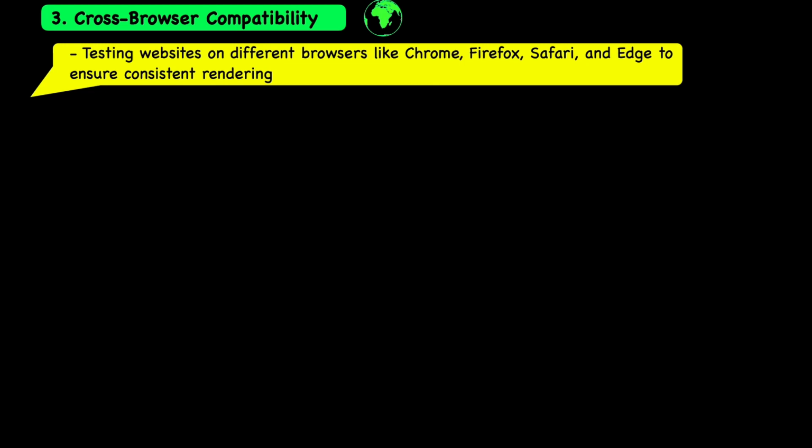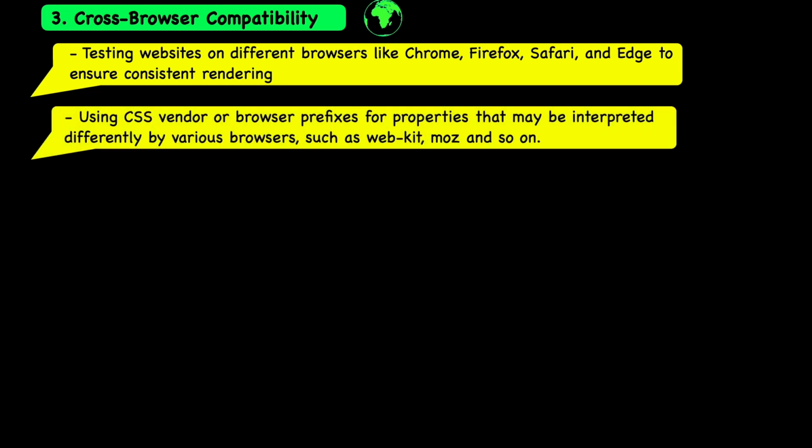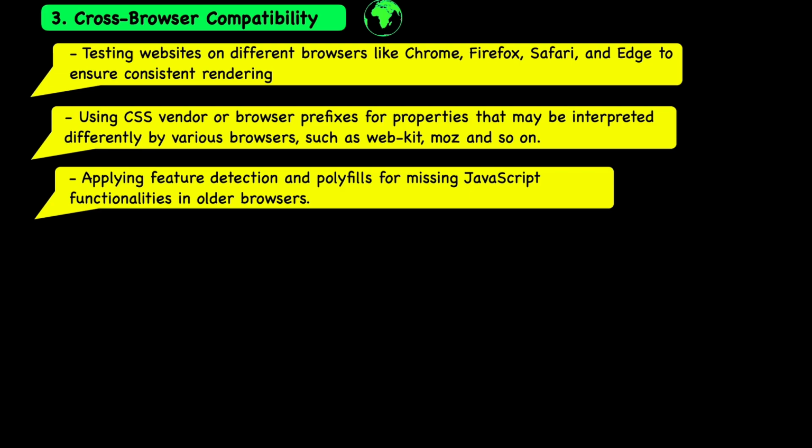ensure consistent rendering, using CSS vendor or browser prefixes for properties that may be interpreted differently by various browsers such as WebKit, Moz, and so on, and also applying feature detection and polyfills for missing JavaScript functionalities in older browsers.